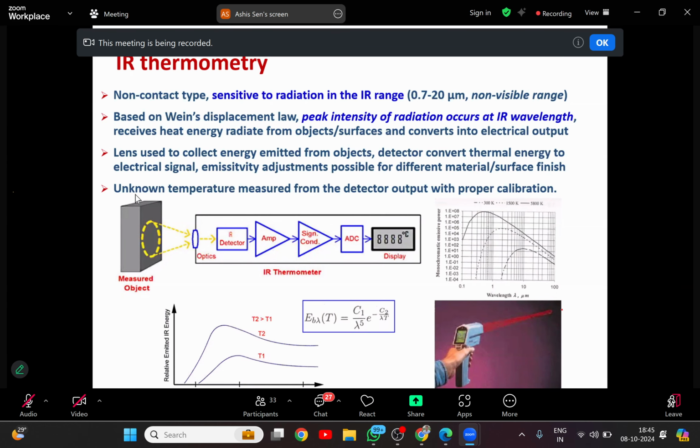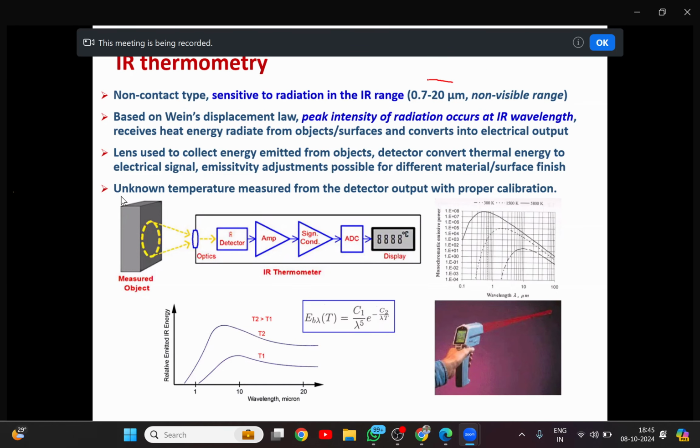But what is coming from the surface into this instrument, that wavelength is in the range of 0.7 to 20 micron. That you do not see. This is not in the visible regime. Okay.